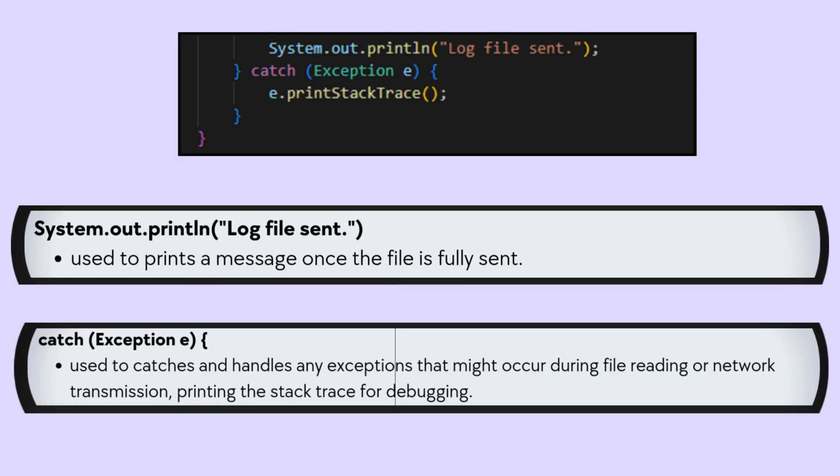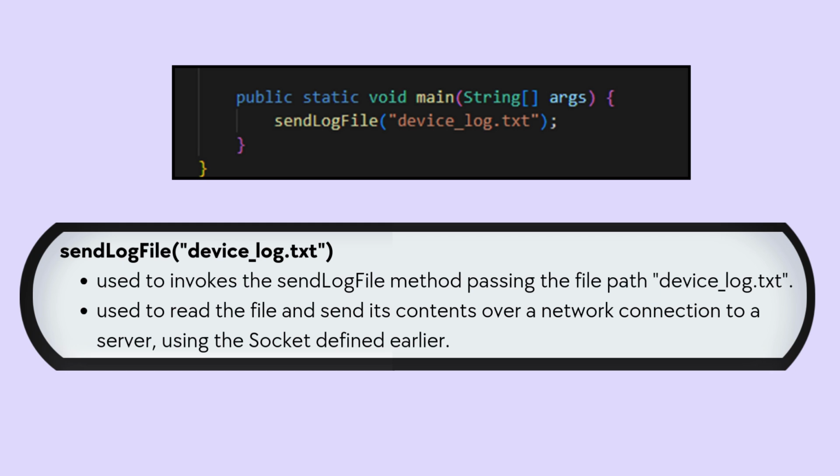System.out.println("Log file sent") is used to print a message once the file is fully sent. Catch (Exception e) is used to catch and handle any exception that might occur during file reading or network transmission, printing the stack trace for debugging. sendLogFile("device_log.txt") is used to invoke the sendLogFile method, passing the file path device_log.txt, and is used to read the file and send its content over a network connection to a server using the socket defined earlier.